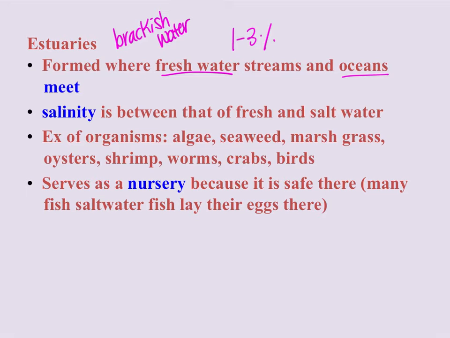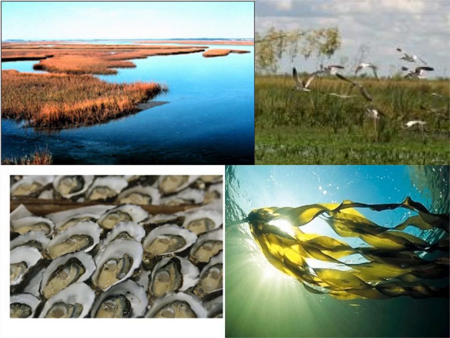Another reason is because only certain organisms can be found here. So algae, seaweed, anywhere you see marsh grass, and we have a lot of that around here, is going to be estuary. This is where oysters, shrimp, worms, crabs, and lots of birds live. So lots of organisms are going to live in an estuary, and like I said, can be found in our area. These pictures should look very familiar to our local area because this is an estuary.